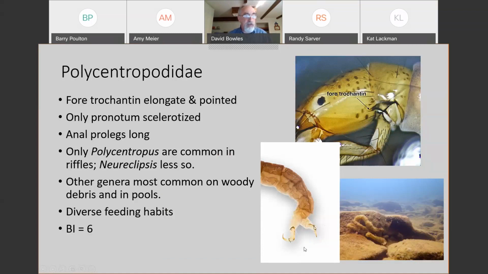Another key difference is that the anal legs and claws are much more prominent and larger in Polycentropodidae compared to Psychomyiidae.